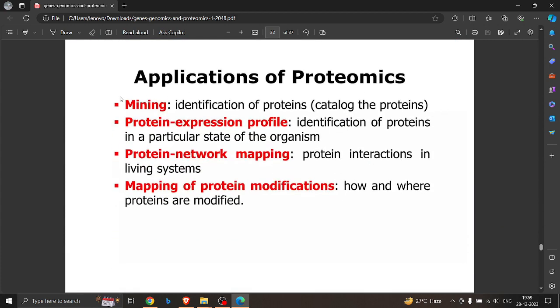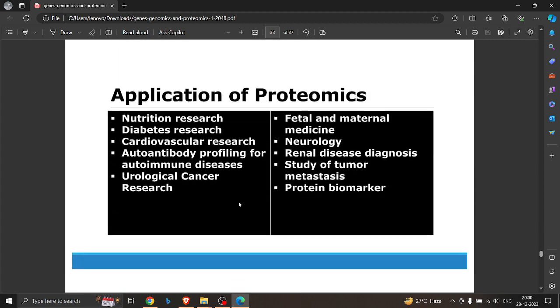Applications of proteomics. Mining, that means, as I told you all, identification of proteins. Protein expression profile, that means identification of proteins in a particular state of a particular organism. Next is protein network mapping, protein interactions in living systems, how they can interact. Mapping of protein modifications, and after interacting, how they can be modified, how and where the proteins are modified. So these are the applications where proteomics is done.